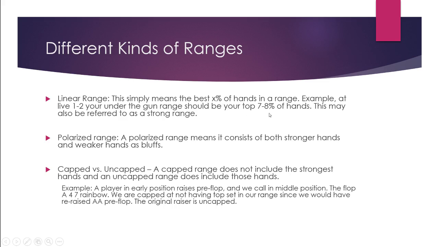A linear range. This means the best X% of hands in your range. For example, at a live 1-2 game, your under the gun range should be the top 7 to 8% of your hands. This may also be referred to as a strong range.